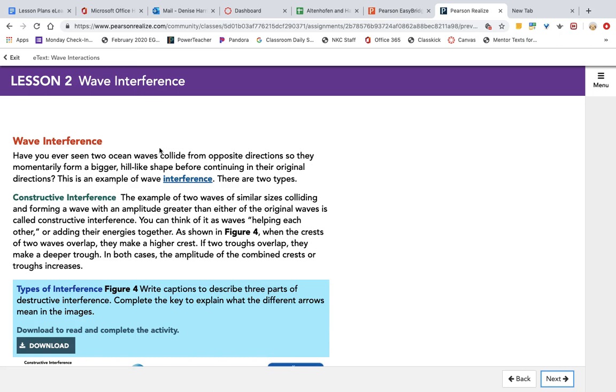Wave interference. Have you ever seen two ocean waves collide from opposite directions, so they momentarily form a bigger, hill-like shape before continuing in their original directions? This is an example of wave interference. There are two types. Constructive interference.